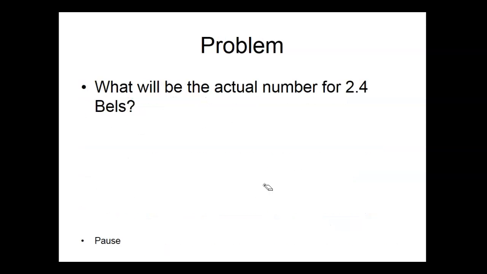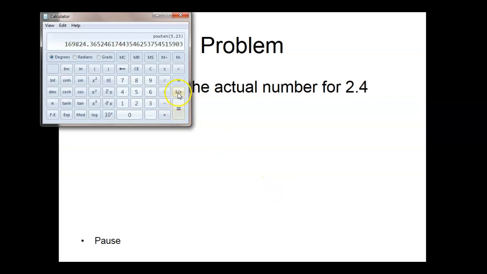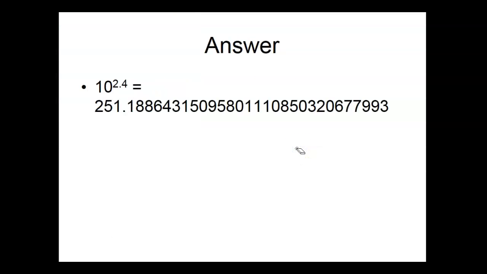What is the actual number for 2.4 bels? Well, I would come over here on my calculator, it's up here somewhere, and I would just enter 2.4 and hit that key right there. That would be the actual number. Yes, 10 raised to the x power. So this is the bels right here, 2.4 bels, B-E-L, that's what 10 is raised to. So that would be my answer.